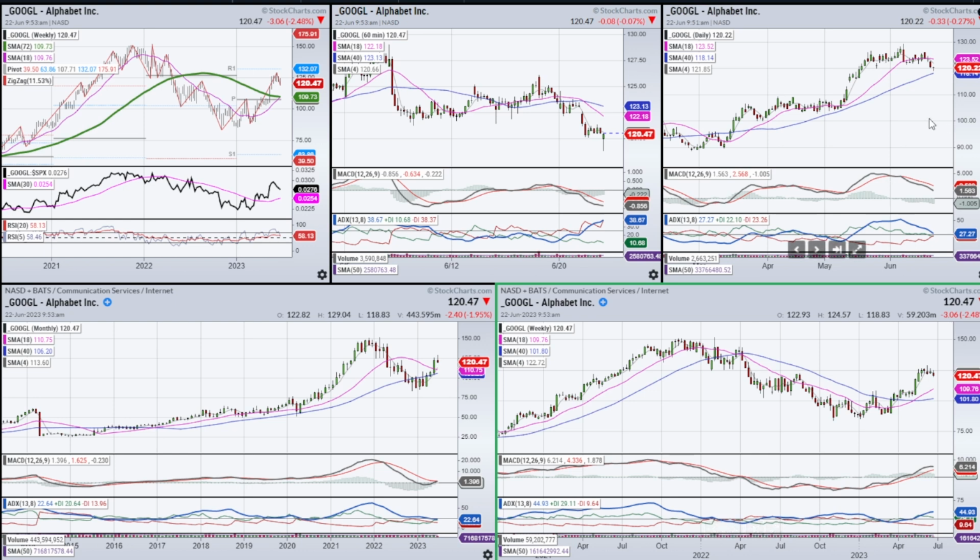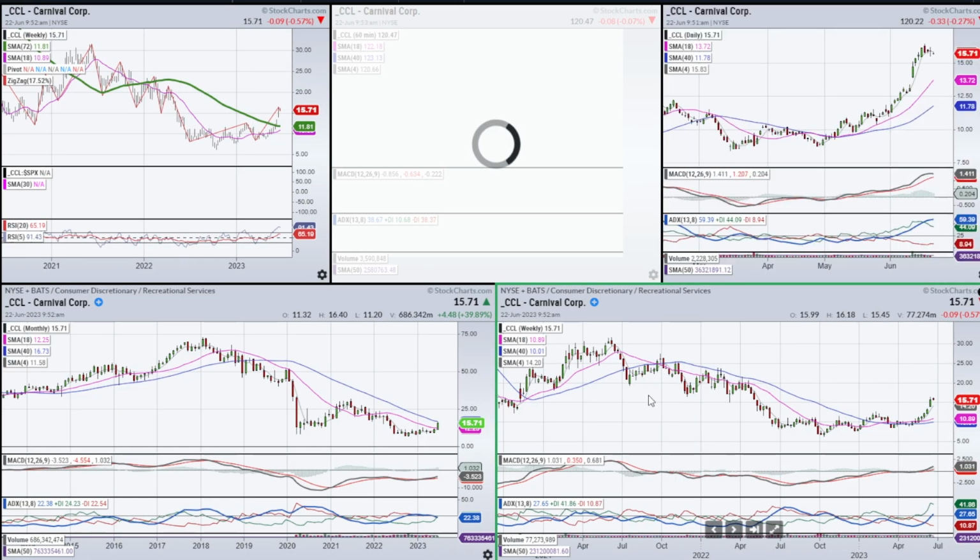Do good analysis, and then you can determine whether this is a good setup or not. All right, that's how I would handle this.